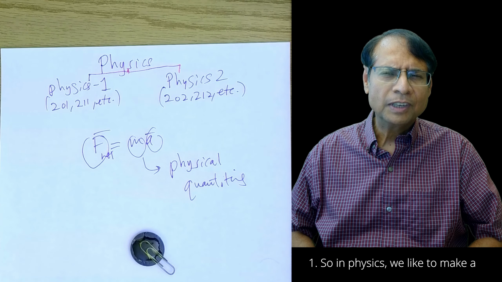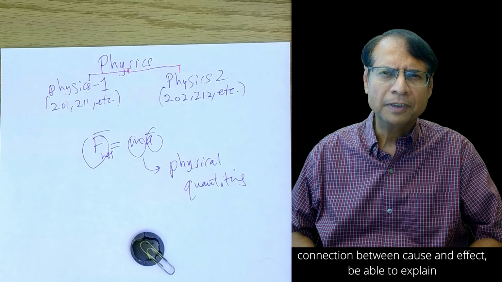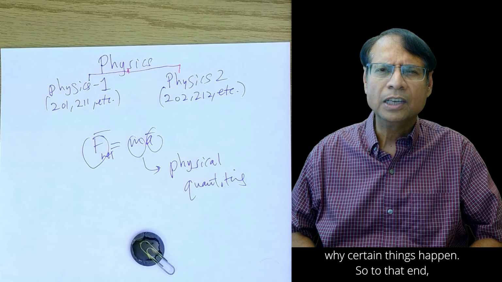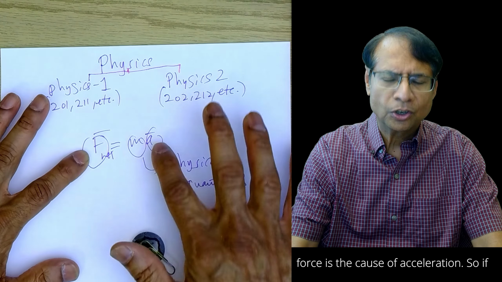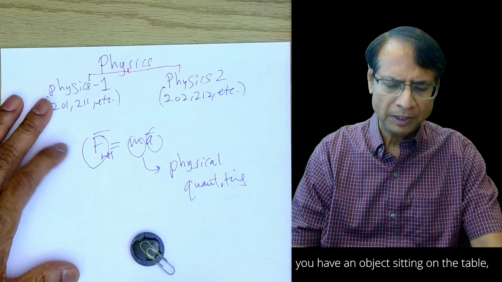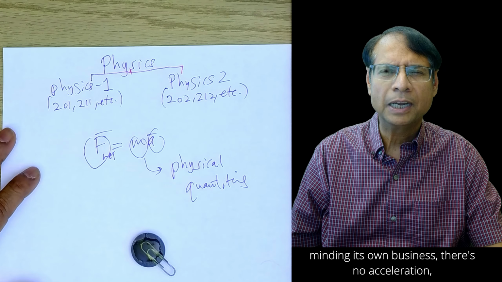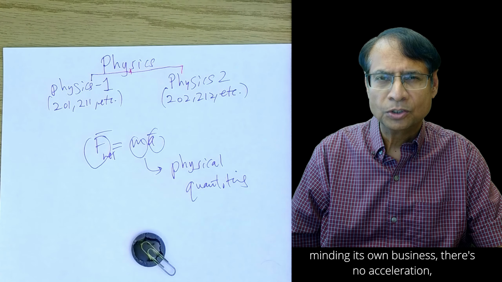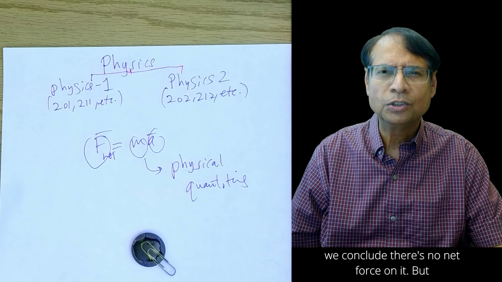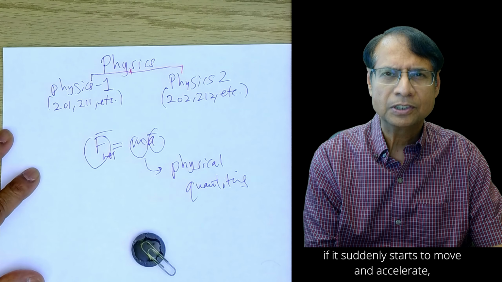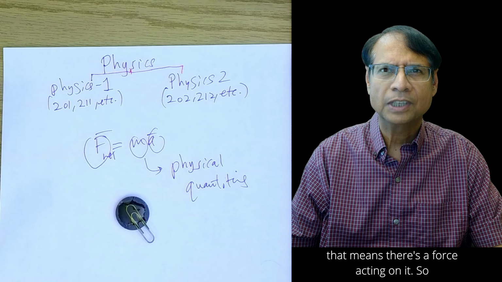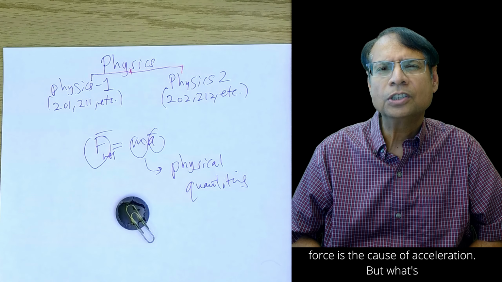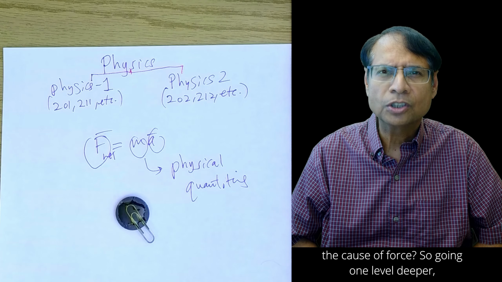So in physics, we like to make a connection between cause and effect, be able to explain why certain things happen. So to that end, force is the cause of acceleration. So if you have an object sitting on the table minding its own business, there's no acceleration, we conclude there's no net force on it. But if it suddenly starts to move and accelerate, that means there's a force acting on it. So force is the cause of acceleration. But what's the cause of force?